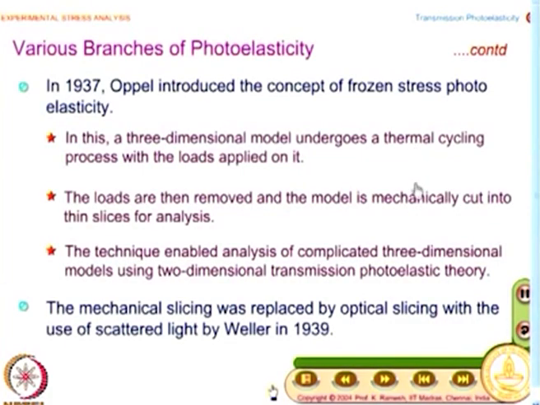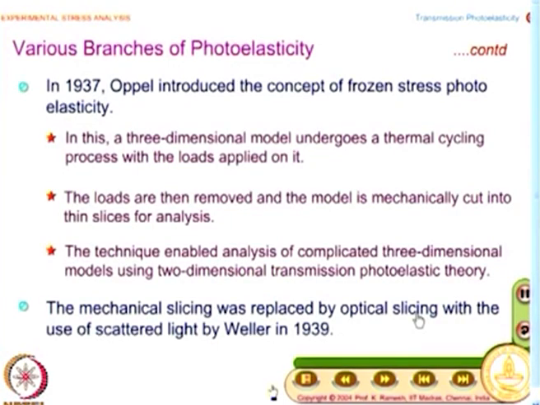And the advantage you have in analysis is the loads are then removed and the model is mechanically cut into thin slices for analysis. Here again you have to slice it very carefully so that you do not introduce thermal stresses, and whatever 2-dimensional photoelasticity you develop, you can use 2-dimensional photoelastic theory for analyzing complicated 3-dimensional models. So, the model is stress frozen, mechanically sliced and analyzed by employing 2-dimensional concepts, and that really gave a boost.